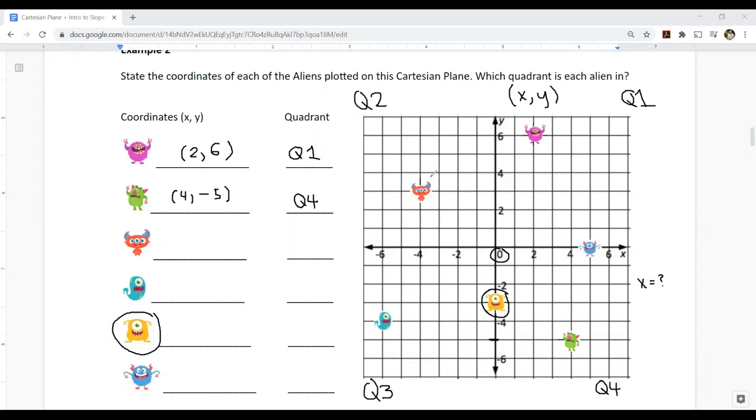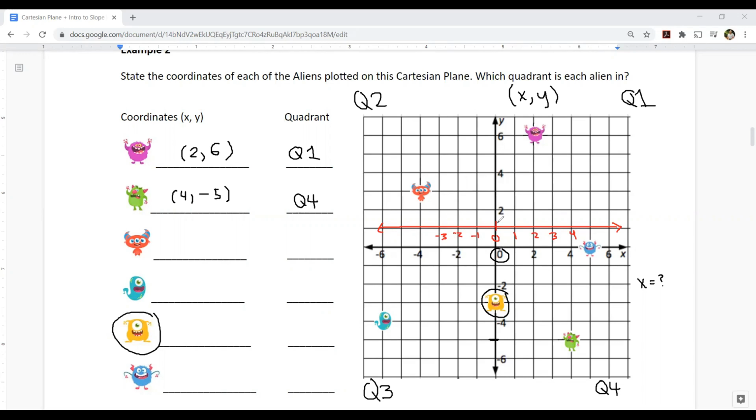You might be thinking, well, it's on the y-axis. Why is the x-coordinate 0? Well, remember that x goes from left to right. So if we were to think of this as a number line, so I'll quickly draw a number line, we see that the yellow alien falls right in the middle at 0.